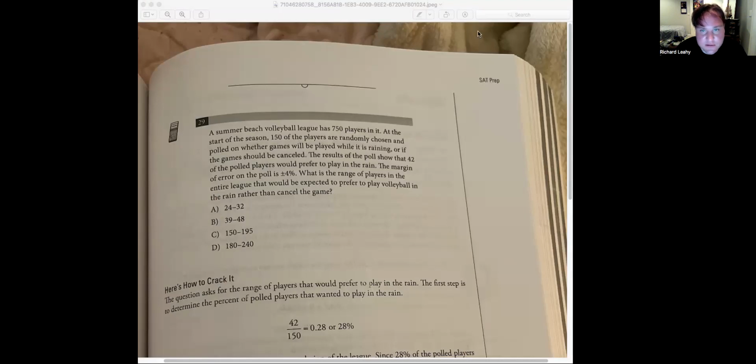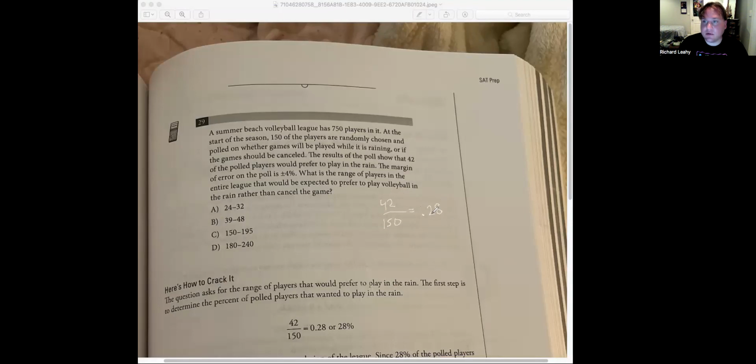So we got 42 who like playing in the rain, over 150. Now we want to see the percentage. Once again, I will take my mobile device and I will divide. Now, this gives me 0.28. 0.28 represents the percentage, 28%.